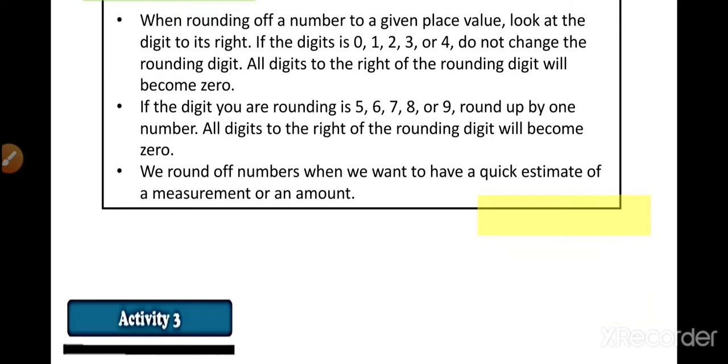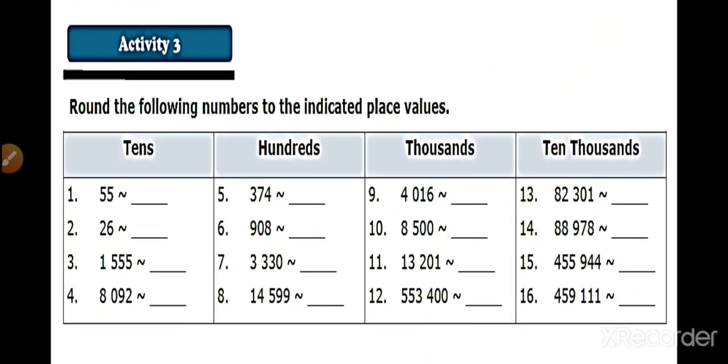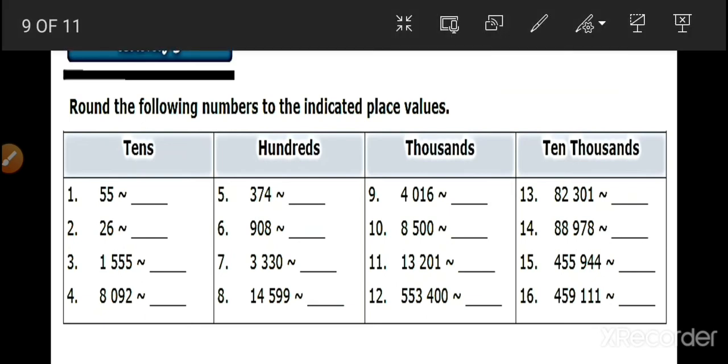Right. Now let us do the activity 3. Round the following numbers to the indicated place values. Okay, I will answer number 1. 55 rounded to the nearest tens. So where's the tens? So we have ones, tens. So I will underline tens.